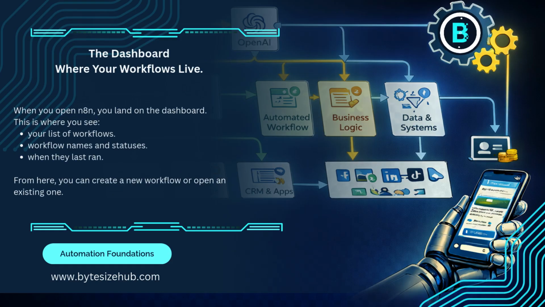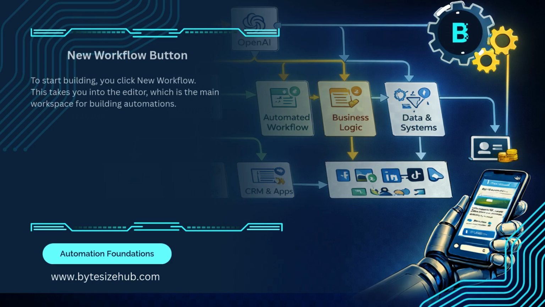The dashboard, where your workflows live. When you open n8n, you land on the dashboard. This is where you see your list of workflows, workflow names and statuses, when they last ran. From here, you can create a new workflow or open an existing one. New Workflow button. To start building, you click New Workflow. This takes you into the editor, which is the main workspace for building automations.